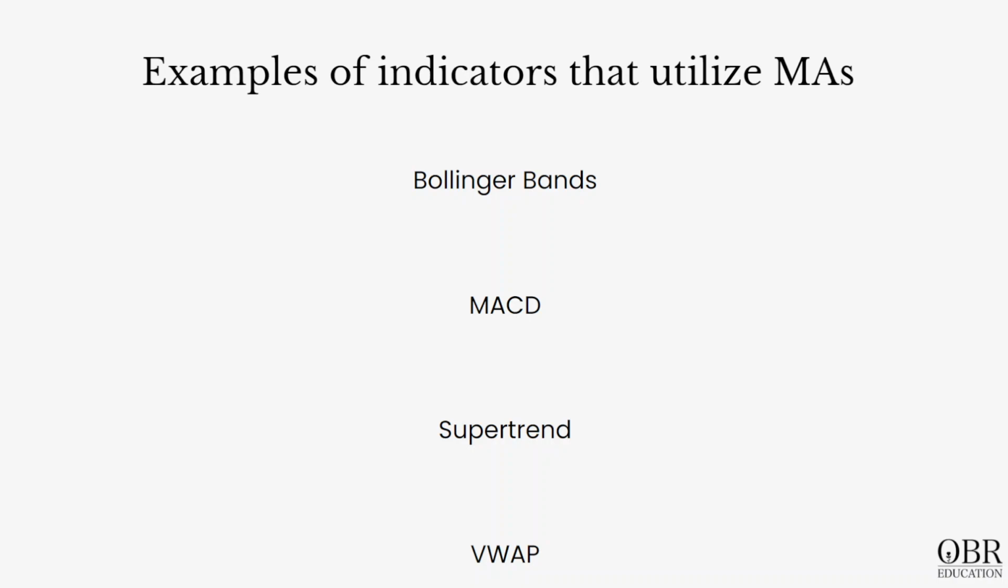Some examples of indicators that utilize moving averages are Bollinger Bands, which use moving averages in a deviated way. There's a total of 3 moving averages in the Bollinger Band system, 2 of which are deviated, the top and the lower Bollinger Band, and then there's a middle 21 moving average. Also the MACD, the SuperTrend, which is essentially just a moving average ribbon, a collection of multiple moving averages, and also one that all of our equities traders are very familiar with, VWAP.